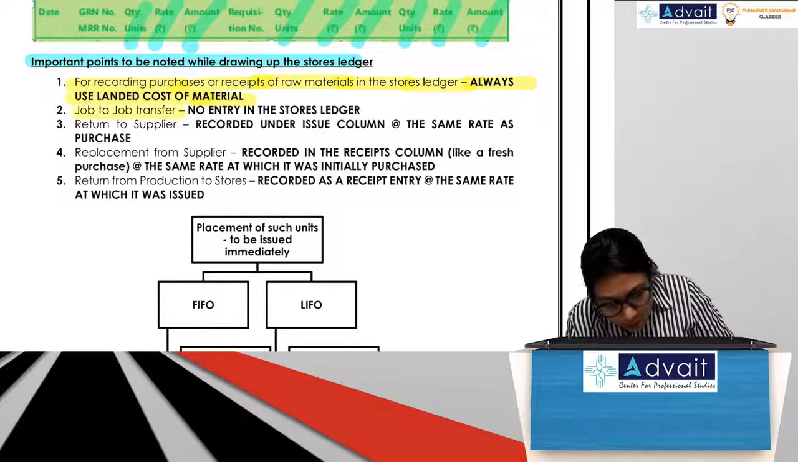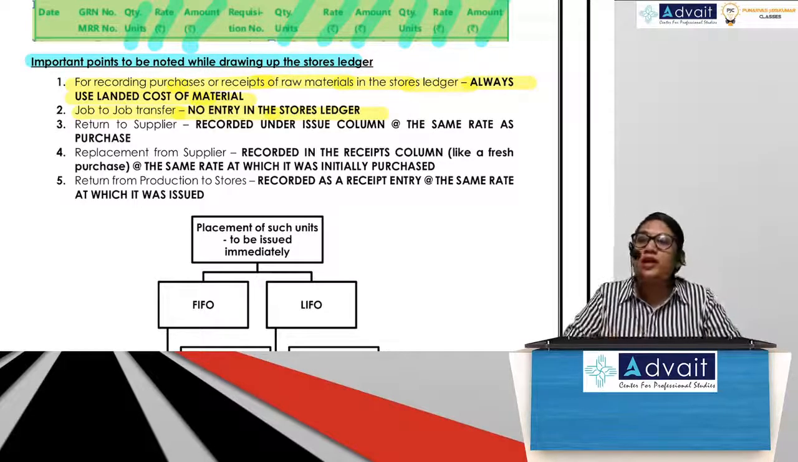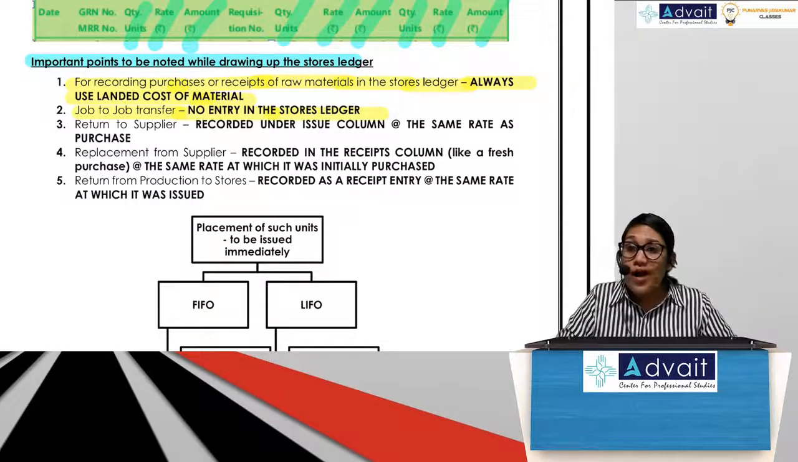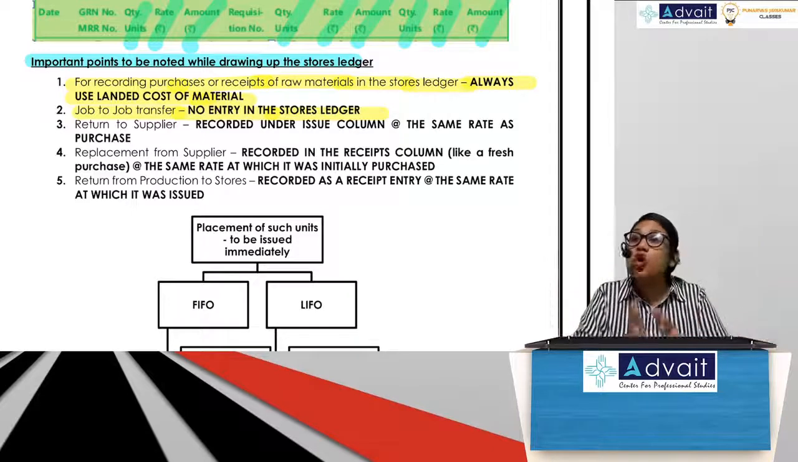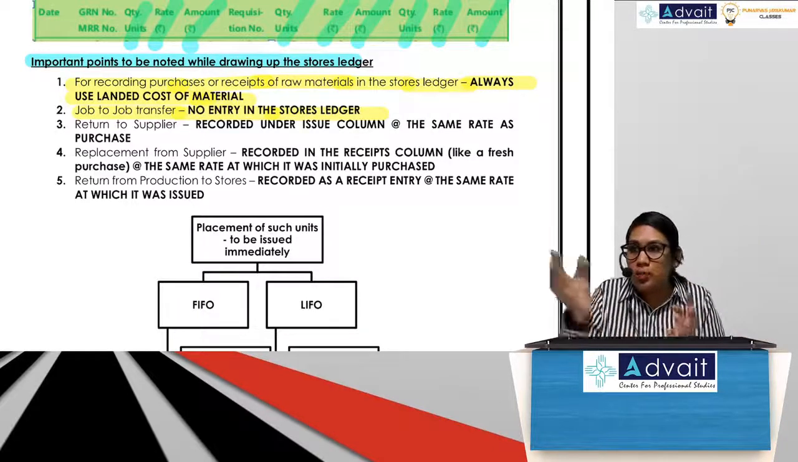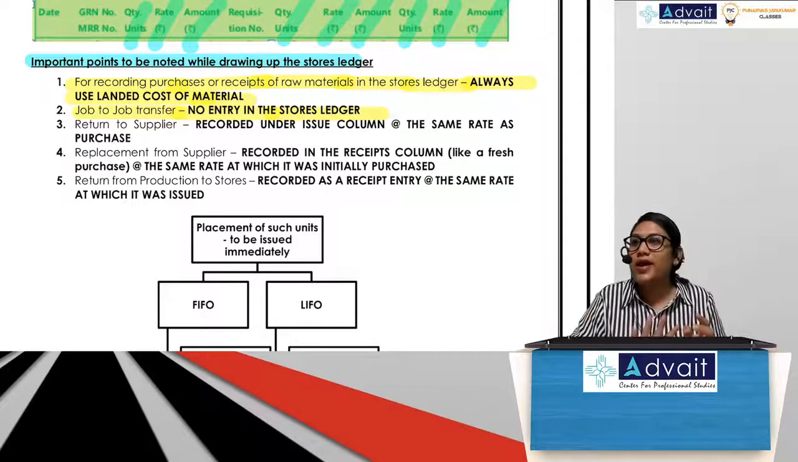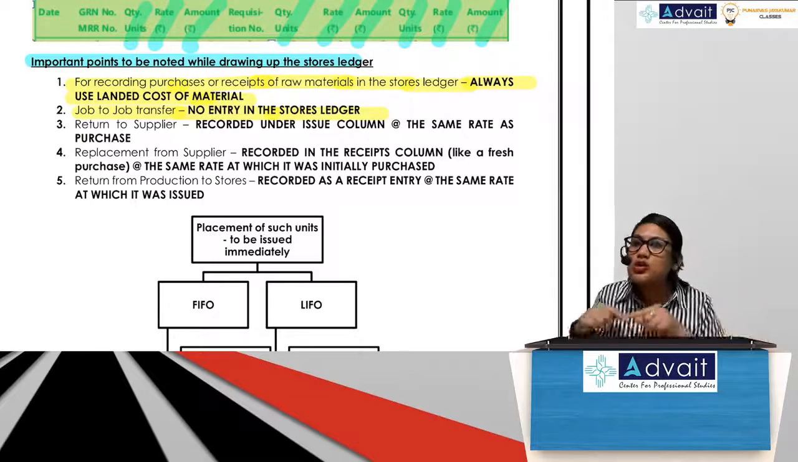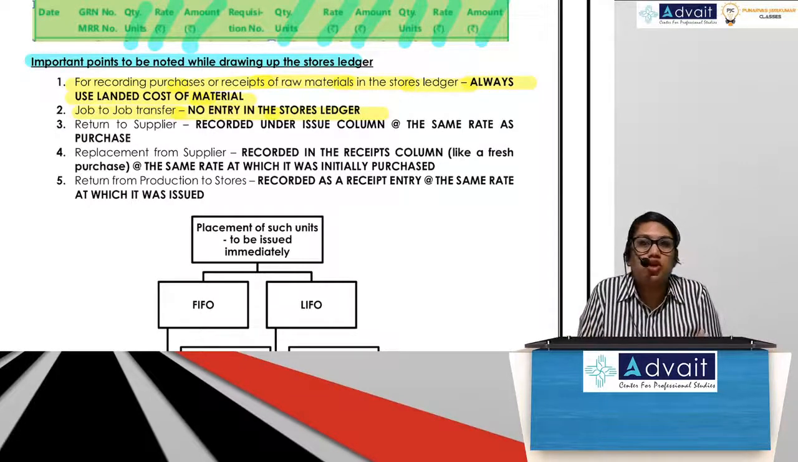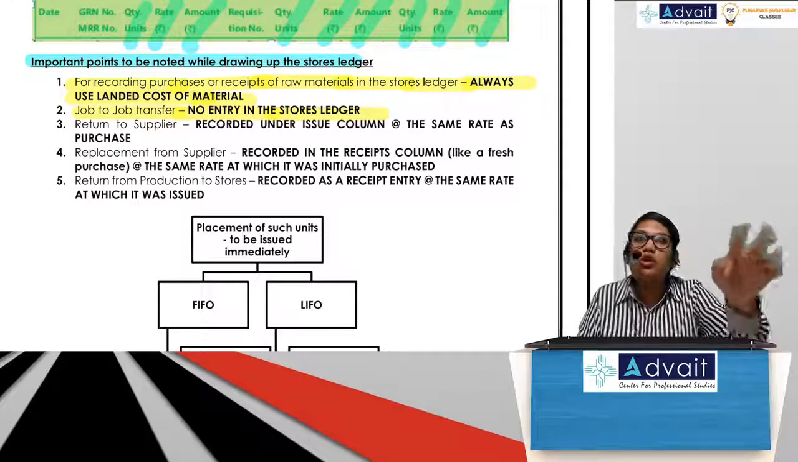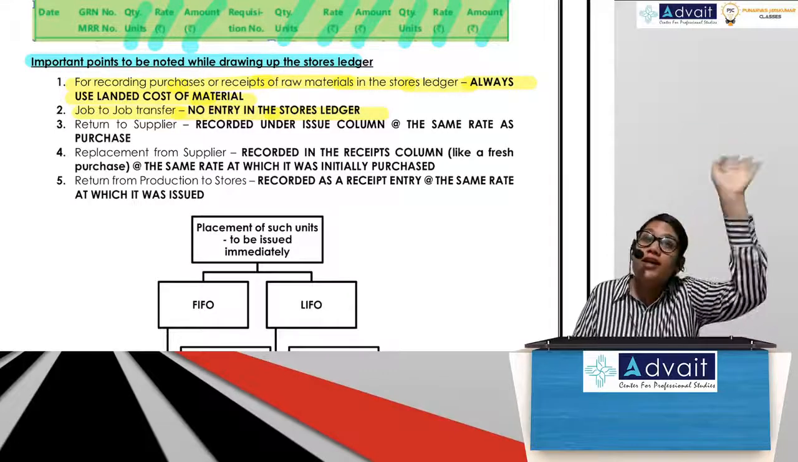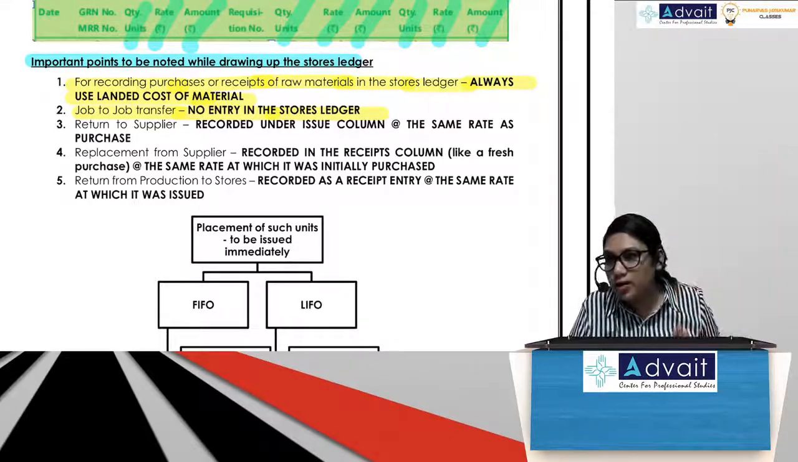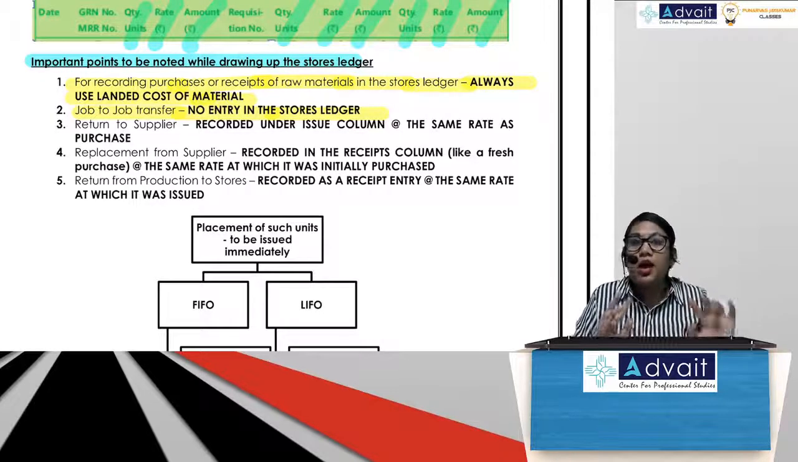Second point, job to job transfer, there will be no entry in the stores ledger. Obviously. Why? Because stores ledger shows the scenario of the stores. Material is coming into the stores, you make an entry. Material is going outside the stores, you make an entry. When two jobs are interchanging material, does the stores come into the picture? No, the stores is not coming into the picture. That is between the two jobs. The stores would have already issued the material to job 1. That time the stores would have made an entry. Now what job 1 is doing with it, the stores has nothing to do with it.